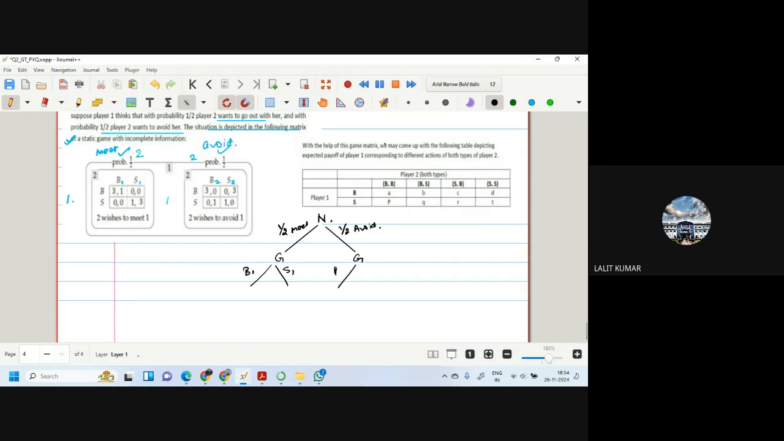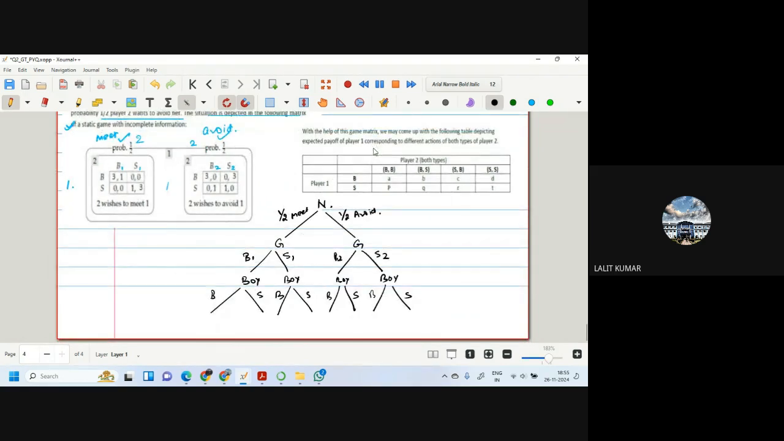Now the girl comes, the girl will either go for B1 or she will go for S1, she will go for B2 or she will go for S2. Now come for boy. Boy has got only two choices, B or S. So the girl has four choices and the boy has two. Okay, only these choices.